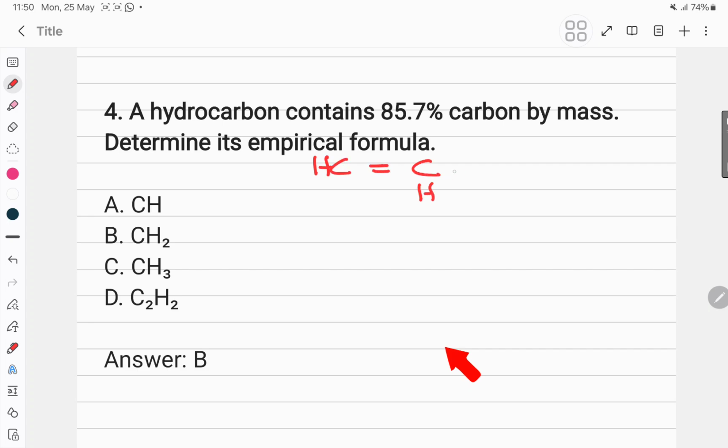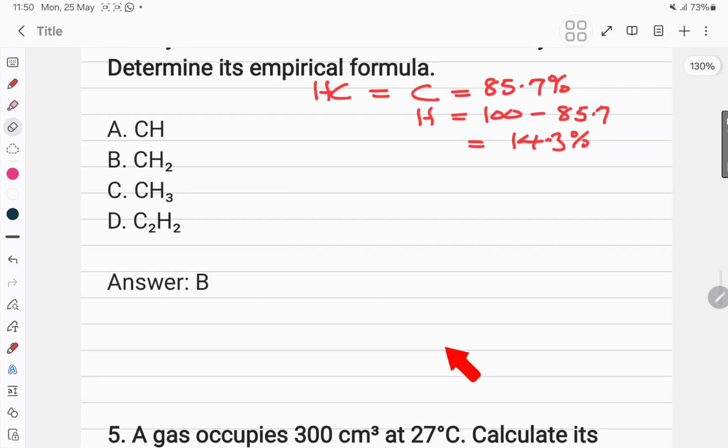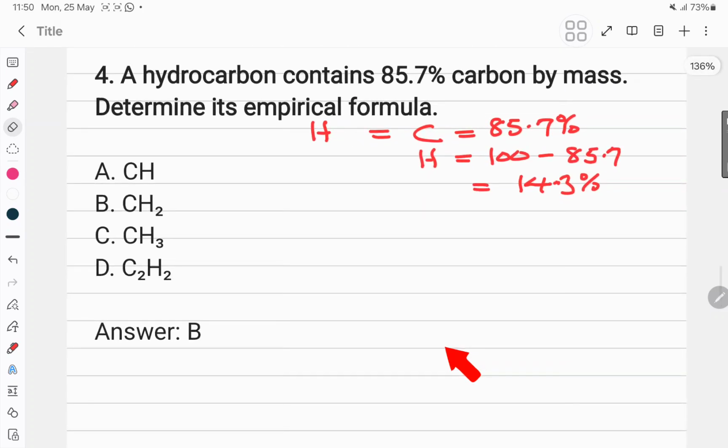carbon and hydrogen. The percentage of carbon here is 85.7%, and that means the percentage of hydrogen will be 100, because the total must be 100. So 100 minus 85.7 gives us 14.3%. Then the next thing is to find the empirical formula. We determine the empirical formula.